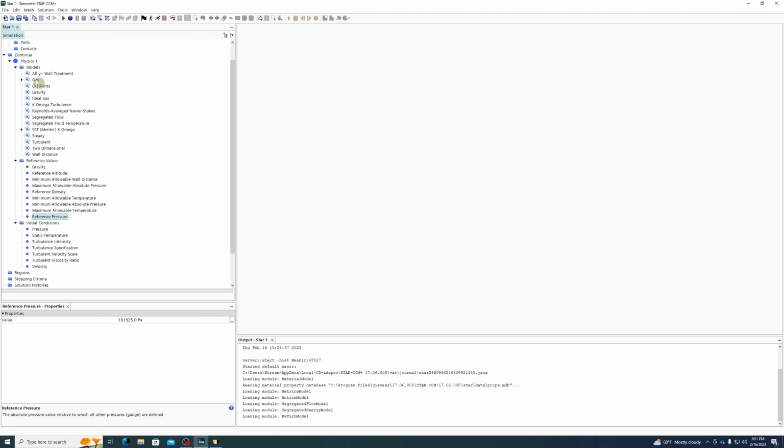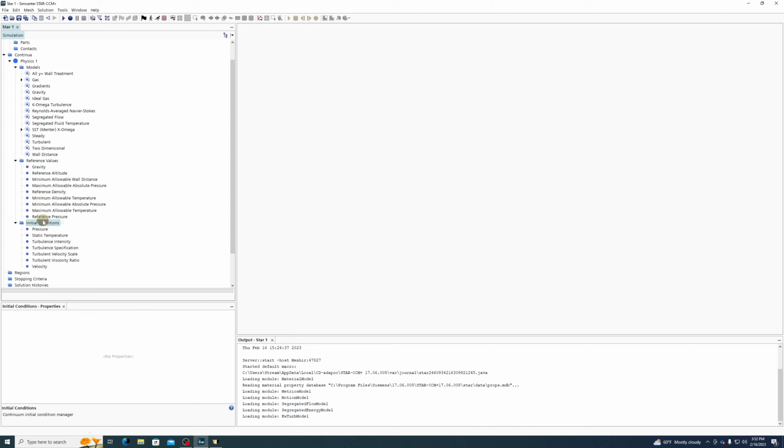Also, under physics is initial conditions, where you define where the simulation starts. Because it has to have some idea of what values to use when you start the simulation. That's these values. It will assume a pressure of 0. Now, what did we just say? That doesn't mean there's actually no pressure. That means the pressure is exactly the reference value.